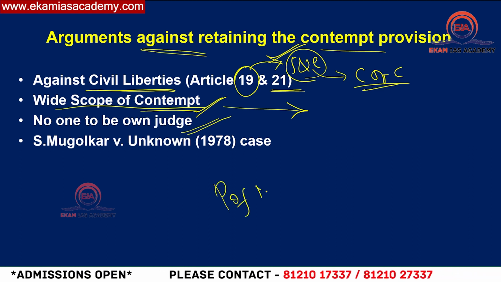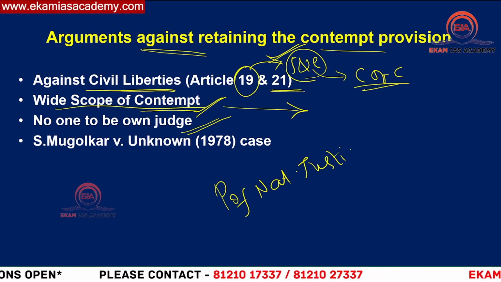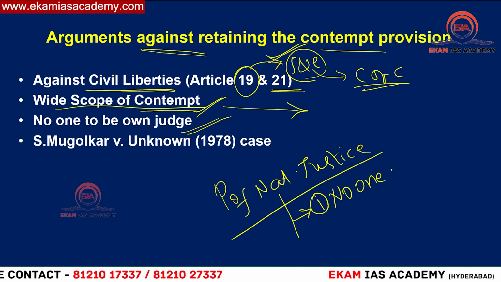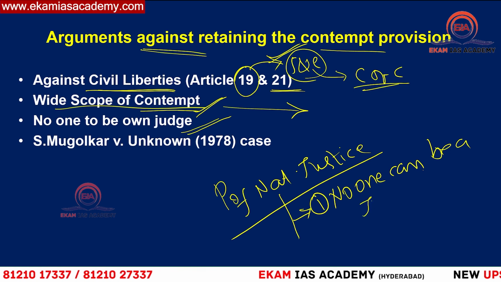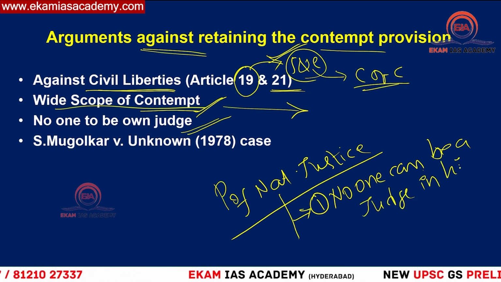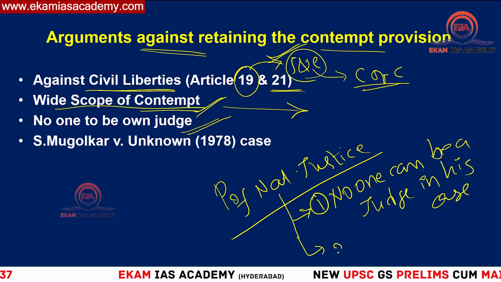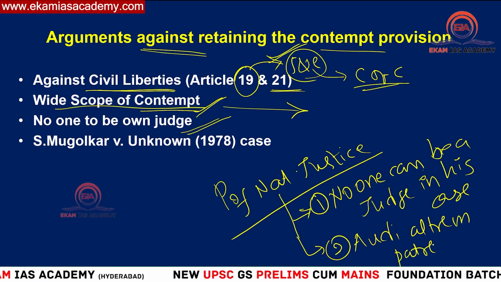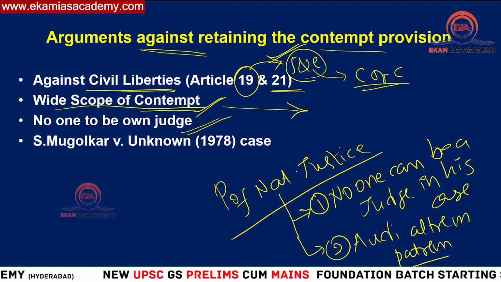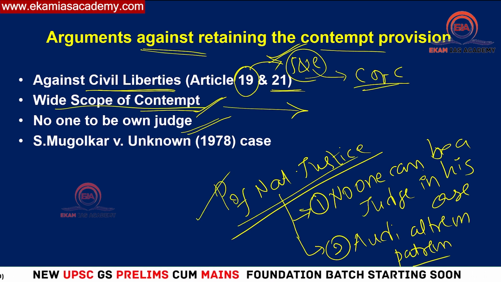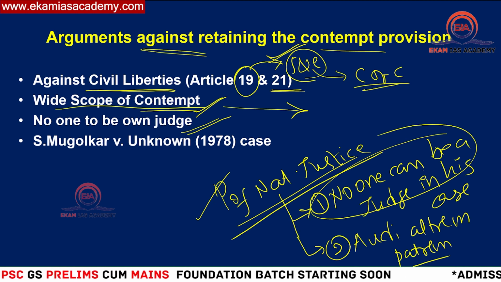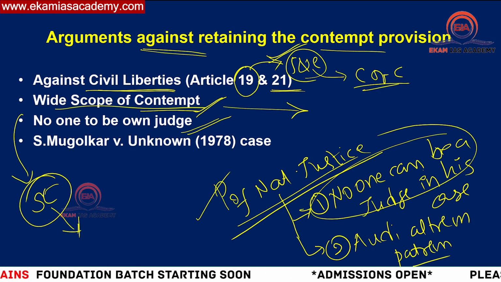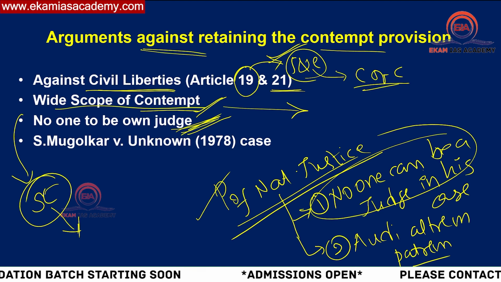If you know the principles of natural justice, you have two basic things. One is no one can be a judge in his own case; that is one basic principle of natural justice. And the second is audi alteram partem, which means you cannot pass judgment without hearing the other side. These are the two essentials of natural justice. Here, the Supreme Court itself initiates contempt proceedings if it is scandalized, and that is against this provision of natural justice.